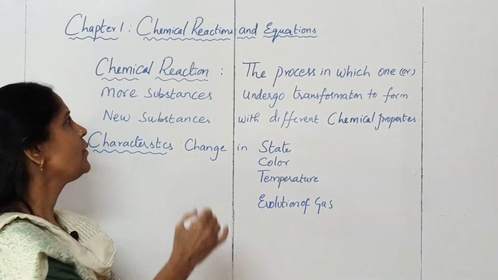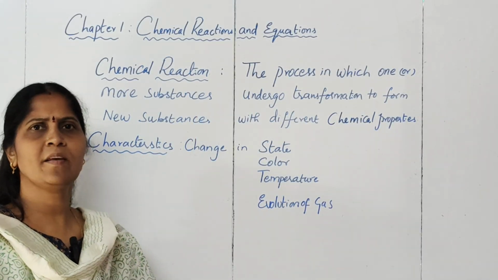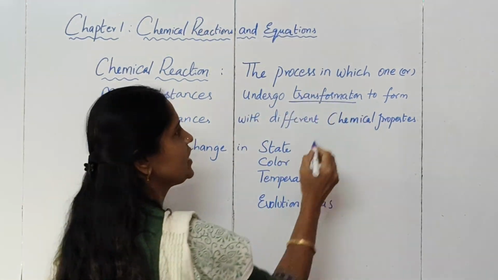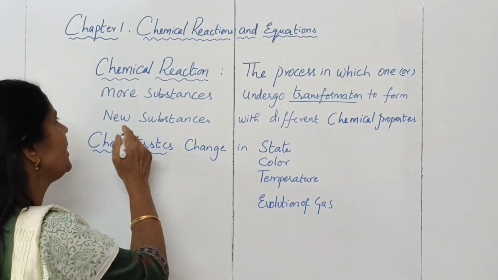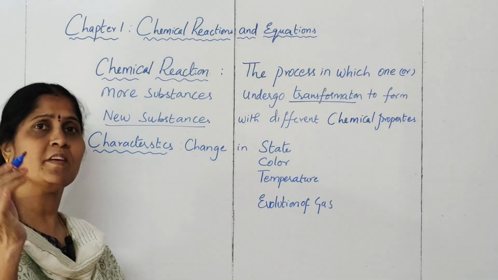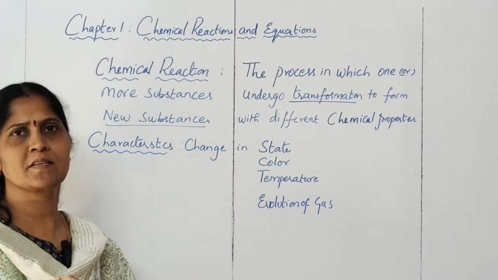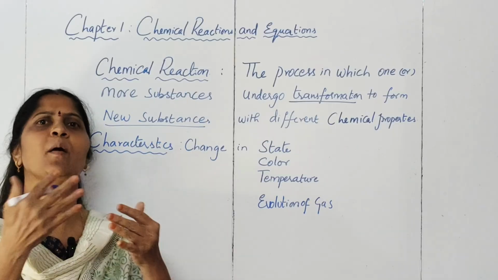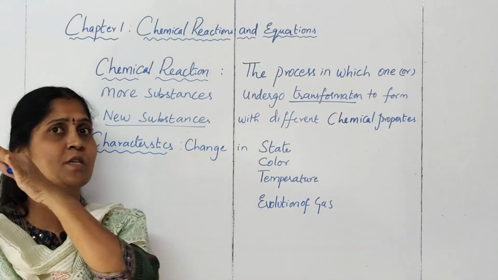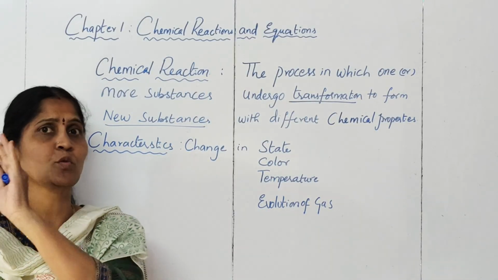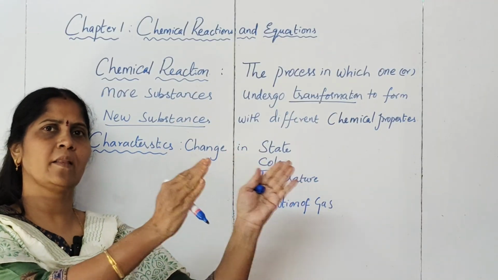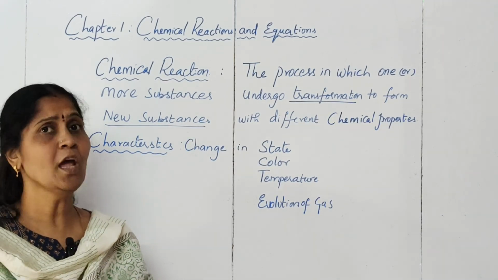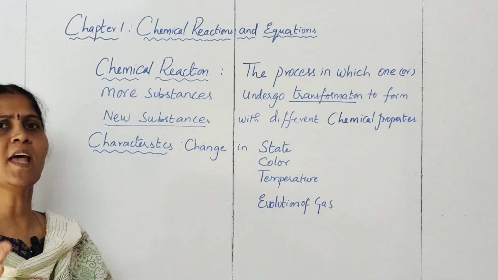Now let us try to understand what a chemical reaction is. A chemical reaction is the process in which one or more substances undergo transformation, a complete change, to form a new substance or substances with different chemical properties and characteristics. What is happening in a chemical reaction? One or more chemicals combine, react with each other and produce a new substance or substances with totally new properties. That is what is called a chemical reaction.